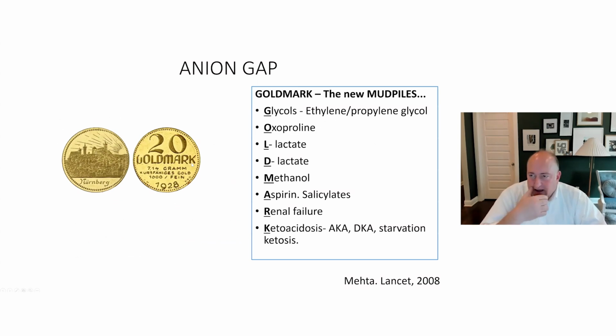Next, we'll talk about anion gap. So MUDPILES was the old anion gap mnemonic. Now we have GOLDMARK, which includes glycols, ethylene and propylene glycol, and oxoproline.